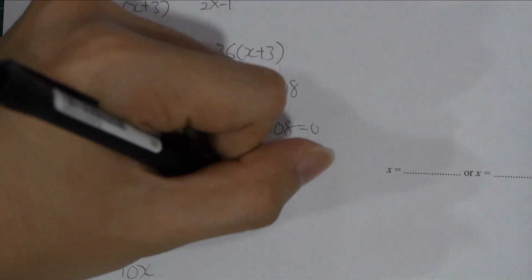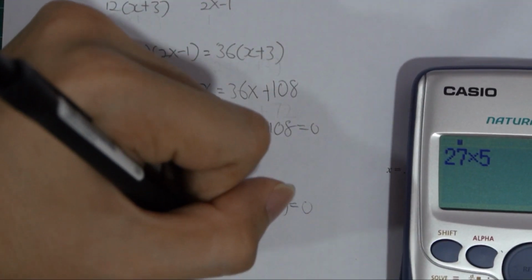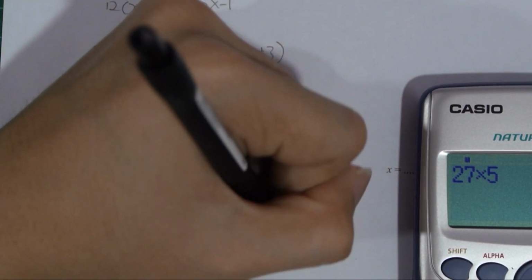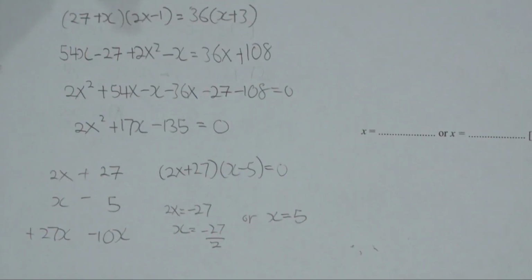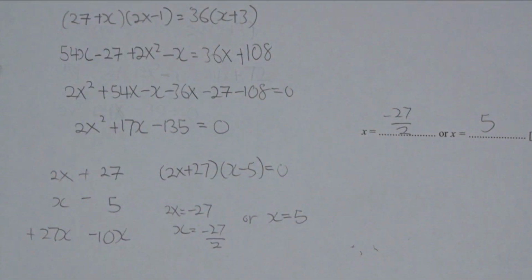The final result that I'm going to get will be 2x plus 27 times x minus 5. So if you do the shifting and everything, you will get x is negative 27 over 2, and also x equals to 5.